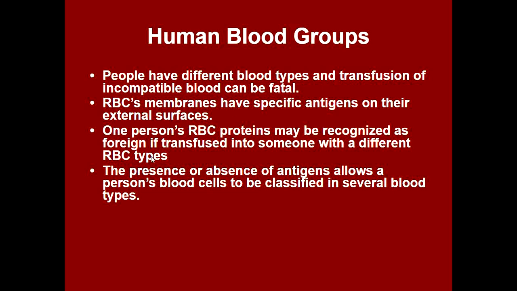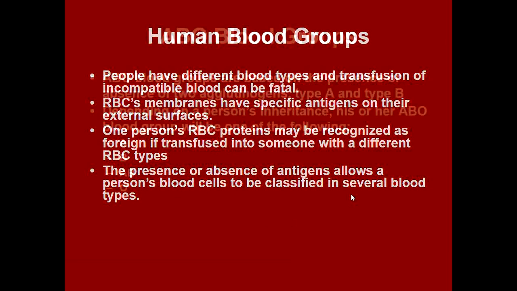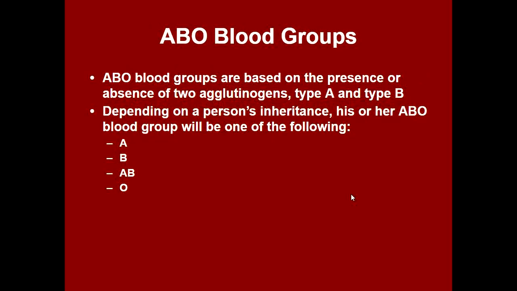So the presence or absence of the antigens is what allows us to classify our blood types. So we go by what's known as the ABO blood groups. ABO is based on whether or not you have these antigens or agglutinogens, type A or type B. And this comes from your genetics, your inheritance. So if you have A antigens, you are type A. If you have B antigens, you are type B. If you have A and B antigens, you are type AB. And if you don't have any antigens, you are O.